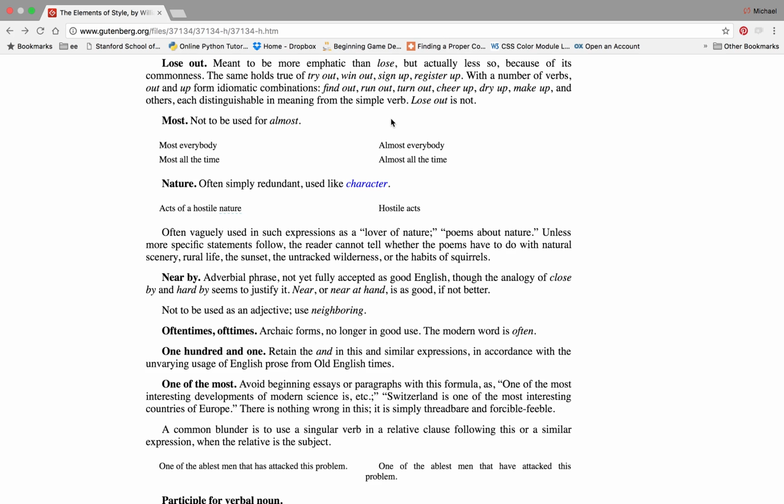All right, so let's use the last L. Lose out: meant to be more emphatic than lose, but actually less so because of its commonness. The same holds true of try out, win out, sign up, register up. With a number of verbs, out and up form idiomatic combinations. Find out, run out, turn out, cheer up, dry up, make up, and others. Each indistinguishable in meaning from the simple verb. Lose out is not.